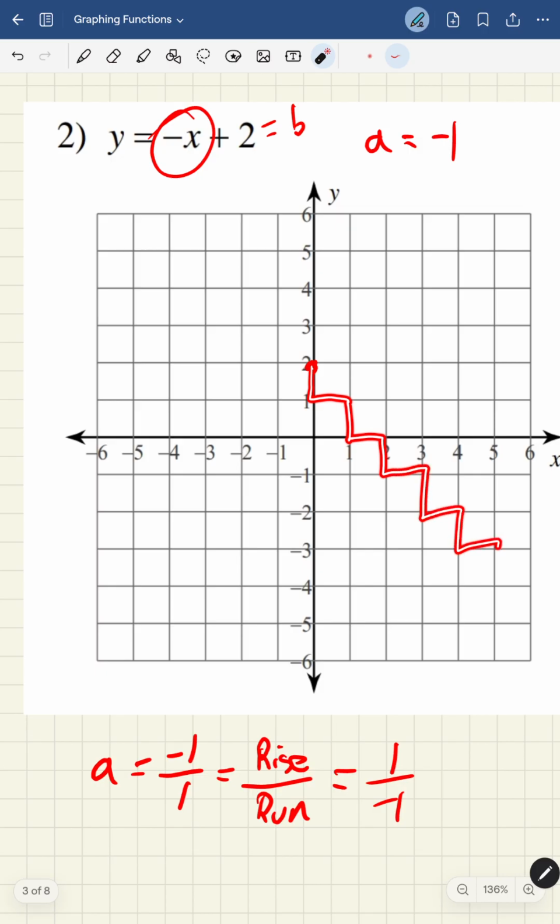So it's a staircase like this. Let's put a point there. So down 1, right 1, down 1, right 1, down 1, right 1. So that's my line right there.